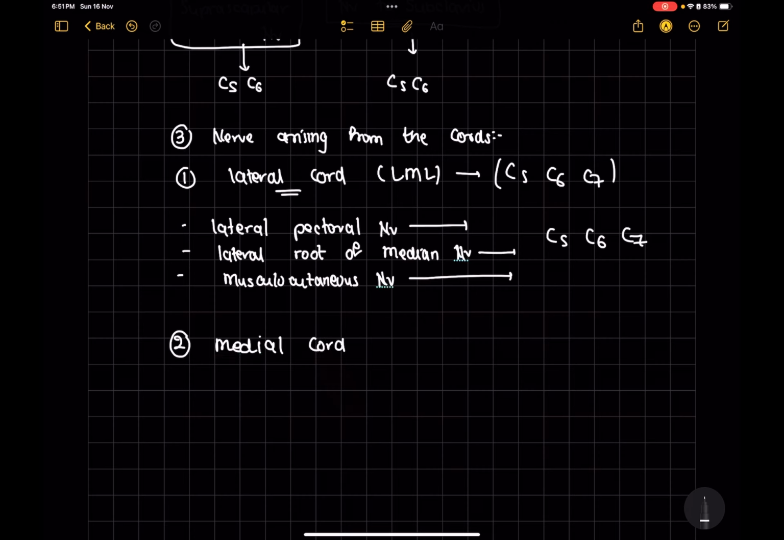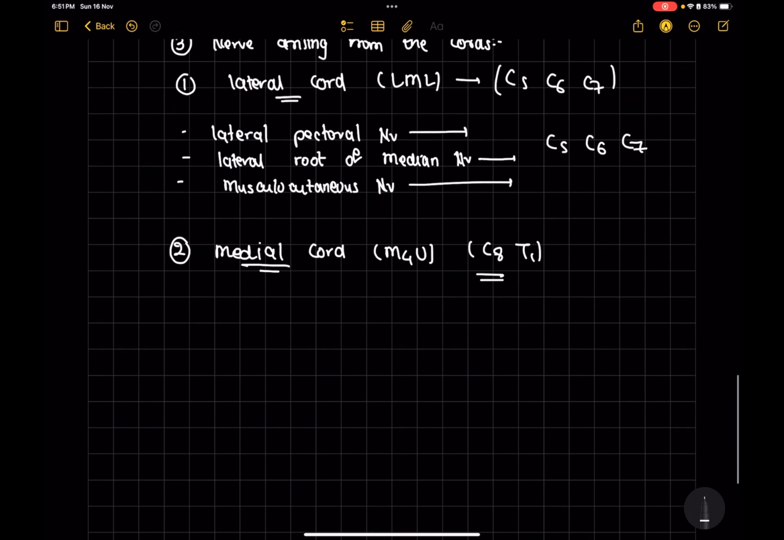Second comes medial cord. For medial cord, you have to remember one mnemonic, that is M4U. Okay, before going further, do we remember what is the root value of medial cord? Where does medial cord come from? Medial cord comes from the anterior division of the lower trunk. So lower trunk is C8 and T1. So the nerves which are arising from the medial cord would also have the root value of C8 and T1, but there is one exception which I'll be telling you.